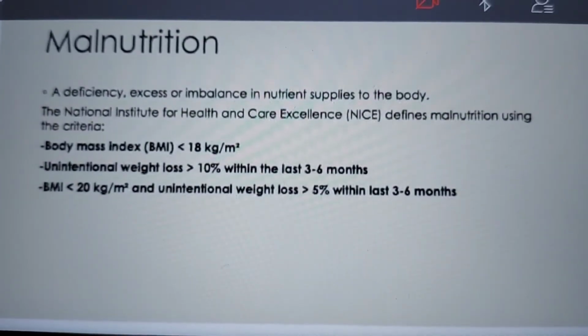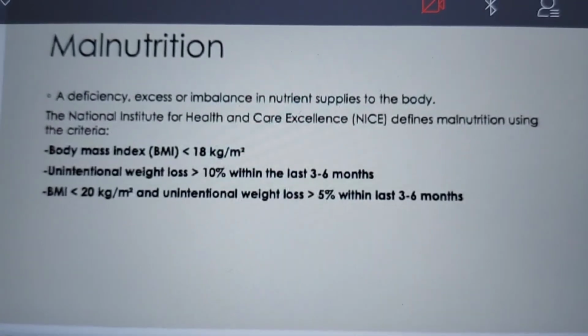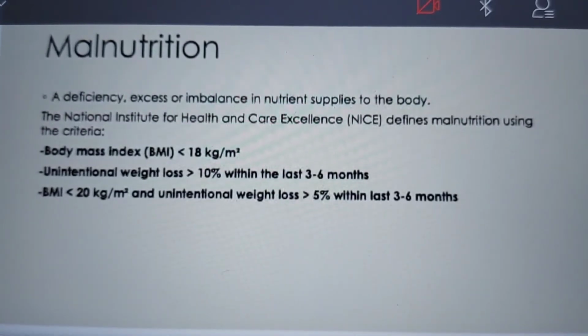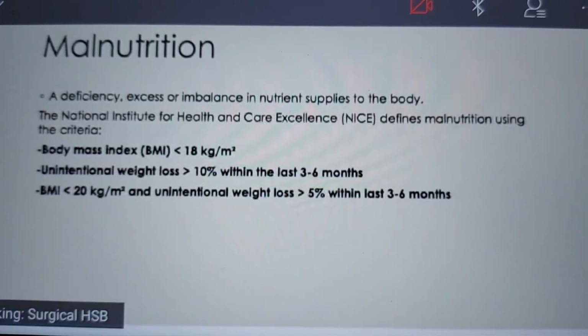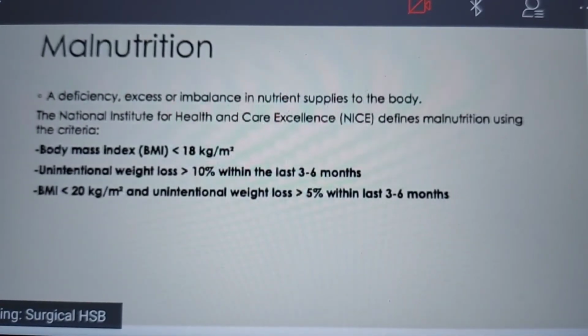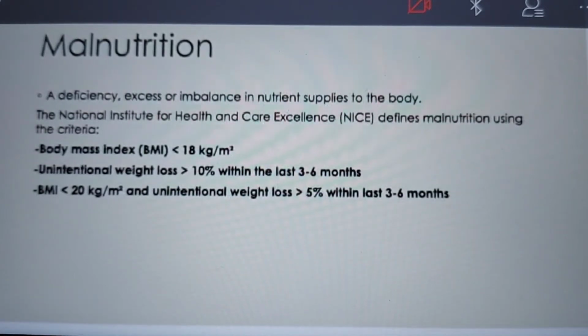Malnutrition is defined as a deficiency, excess, or imbalance in nutrient supplies to the body. Based on NICE guideline, malnutrition is defined using this criteria, one of the below: BMI less than 18 kg per meter square, unintentional weight loss of more than 10% within the last 3 to 6 months, BMI less than 20 kilogram per meter square, and unintentional weight loss of more than 5% within last 3 to 6 months.